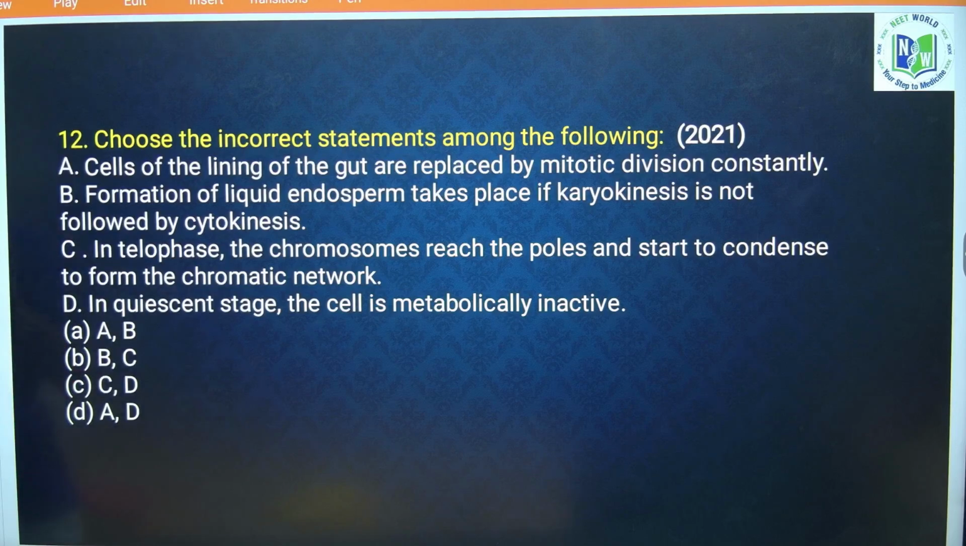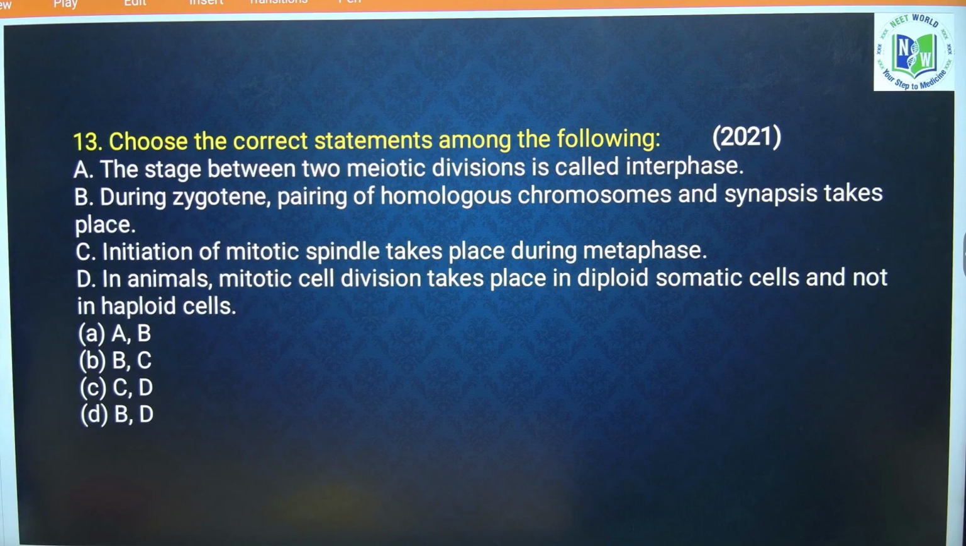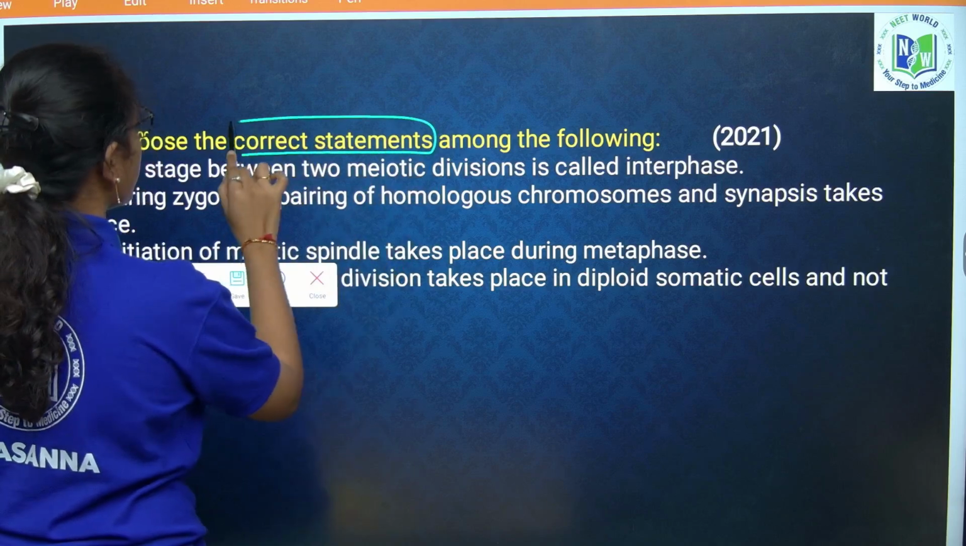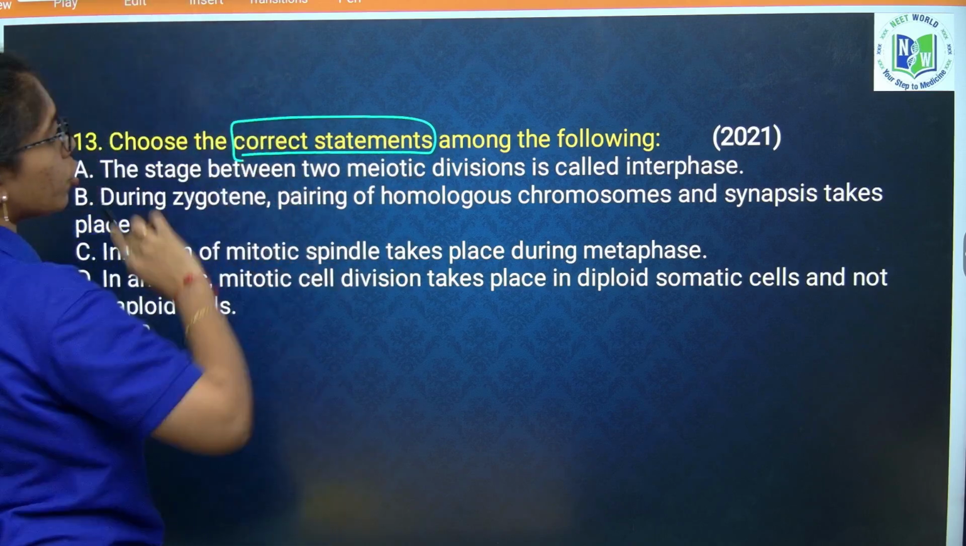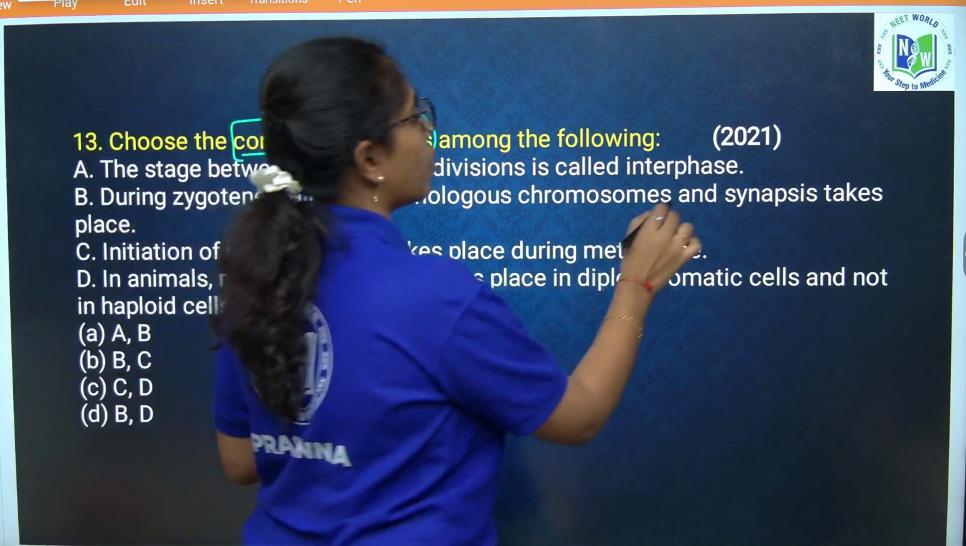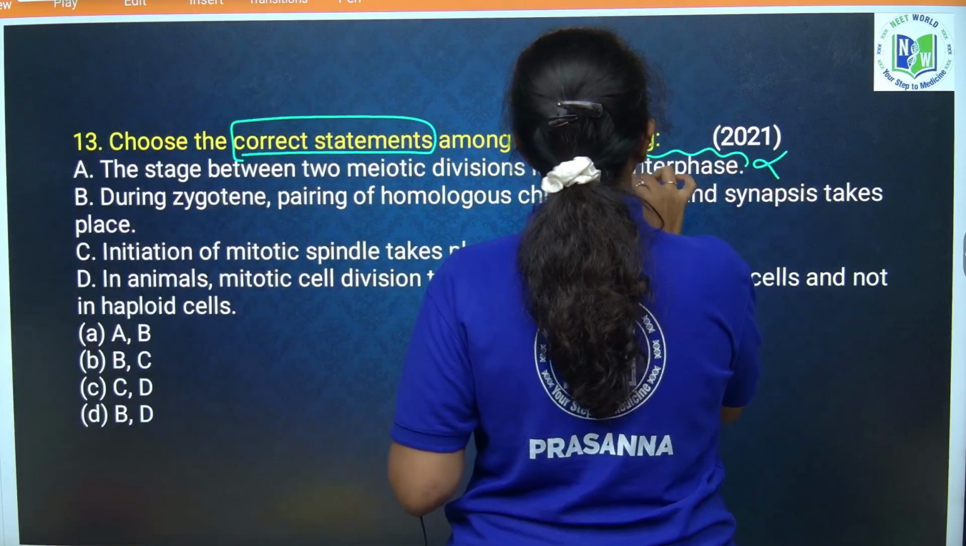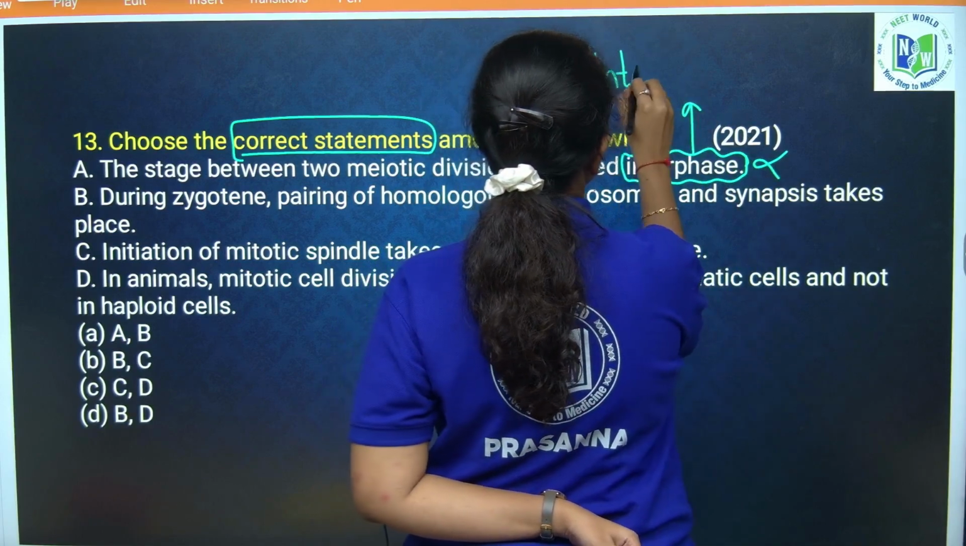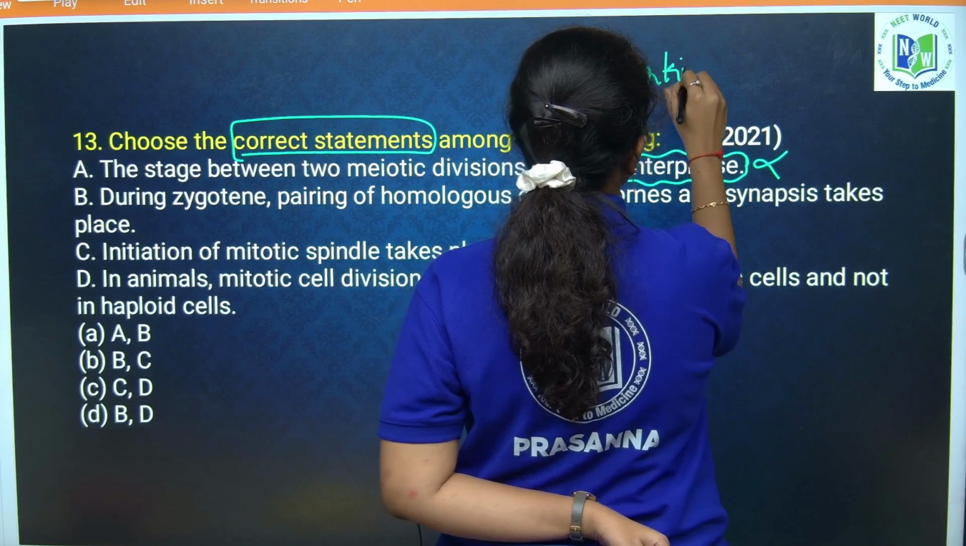Next, choose the correct statements among the following. Correct statements he is asking. The stage between two meiotic divisions is interphase. Wrong. The stage between two meiotic divisions is interkinesis.